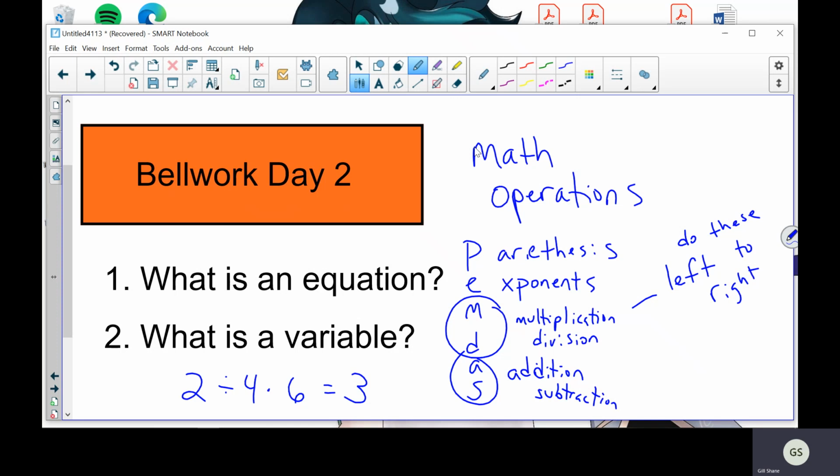So for example, I'll change colors so it stands out a little bit. If I had 2 subtract 4 plus 7, sometimes it doesn't matter. You still get the same answer, but just make sure you do it left to right. So in here, I wouldn't do the 4 plus the 7 first. I would say 2 subtract 4 is -2. -2 plus 7 is +5.